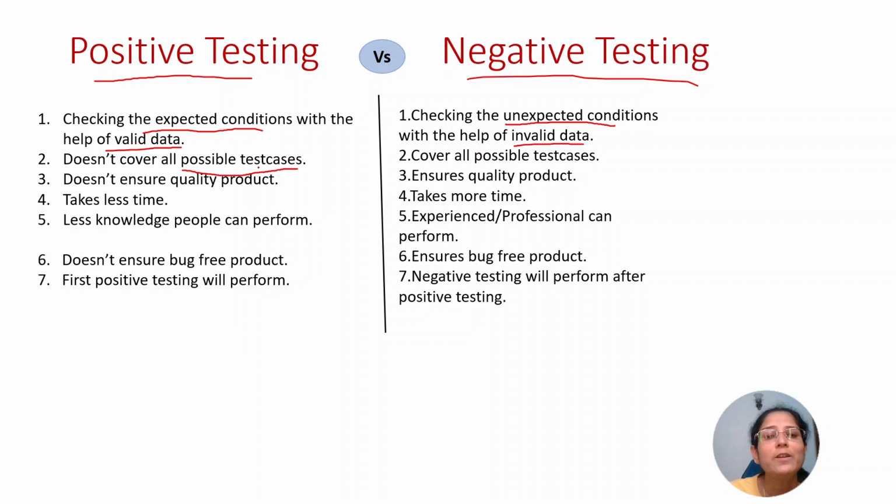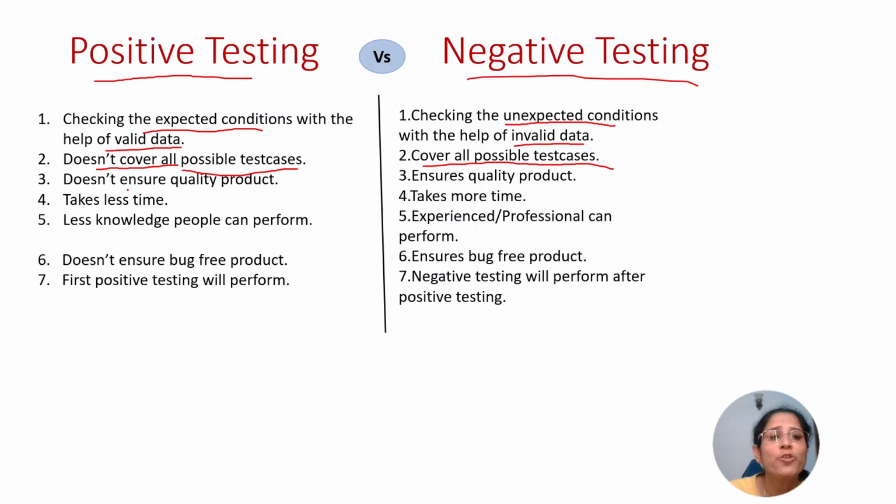Why? Because here, whatever is mentioned in the requirement, the same requirement we are going to execute in the application. As per the requirement we are testing the application and ensuring it behaves as expected. That is why positive testing doesn't cover all the possible test cases, whereas negative testing covers all of them, because here we are using all our domain experience and past experience, and we are thinking of all the possible scenarios. We are using different permutations, combinations, and different invalid data. We are trying to break the code. That is why negative testing covers all possible test cases.